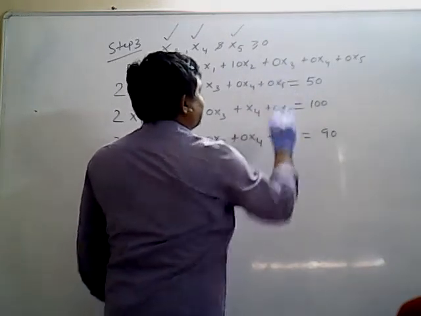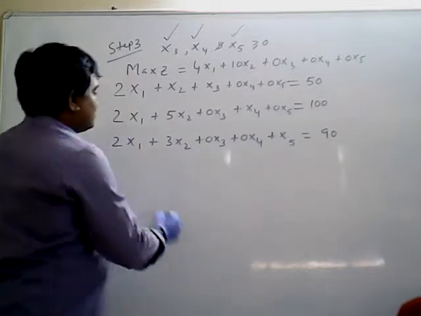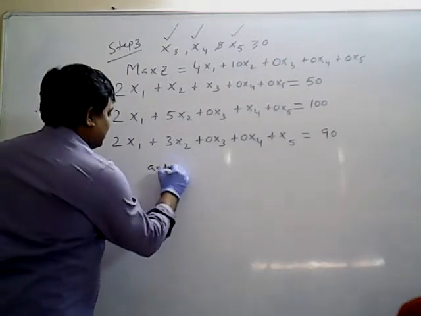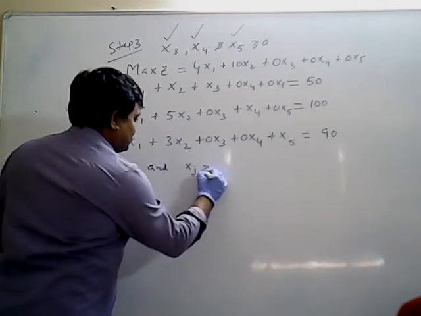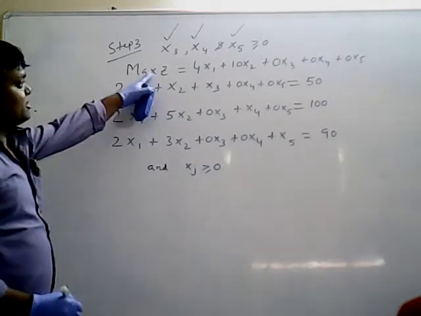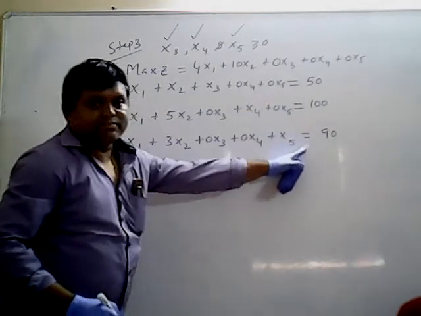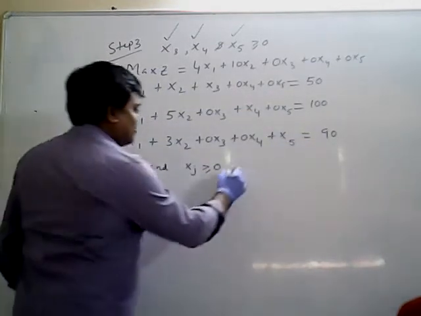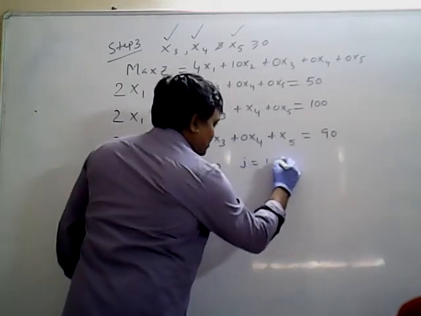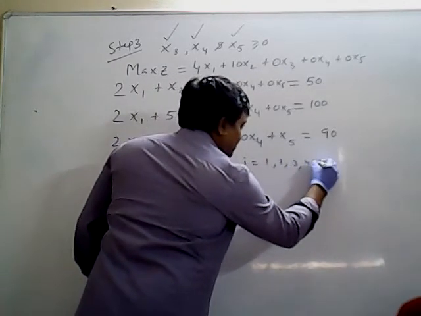Now how many variables are there? See, 5 variables. So this is nothing but xj greater than or equal to 0. Standard form is objective function, now constraints are equality type, decision variables are non-negative. How many decision variables are there? j equal to 1, 2, 3, 4, 5.